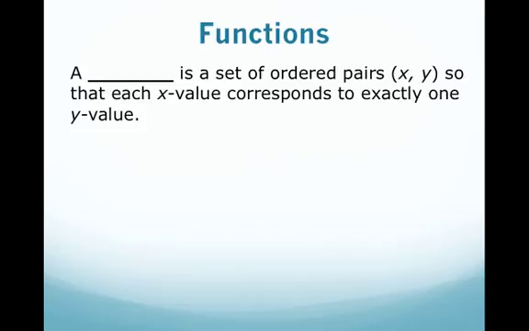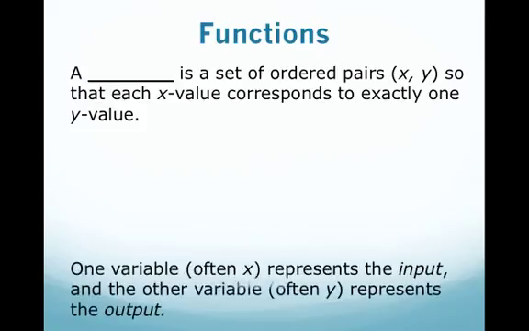Sentence frame for functions. A blank is a set of ordered pairs x and y so that each x value corresponds to exactly one y value. One variable, often x, represents the input, and the other variable, often y, represents the output for a function.